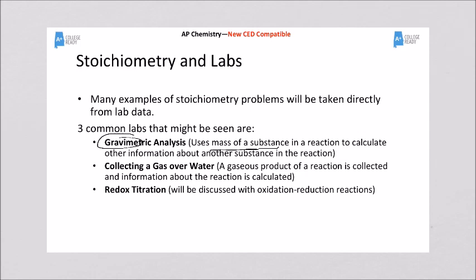Collecting a gas over water. This is a reaction that's going to produce a gaseous product. We want to collect the gaseous product, not let it go into the air, actually make it go into some kind of graduated container, maybe an inverted graduated cylinder or gas collecting tube, so that we can measure the volume of that gas we're collecting from that reaction. And then the last one, redox titration, we'll talk about with oxidation reduction reactions.